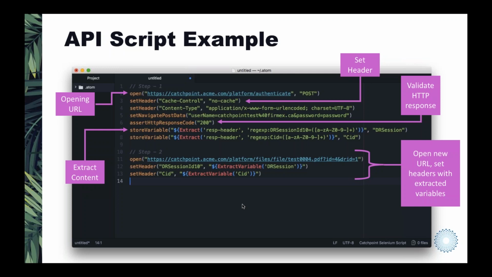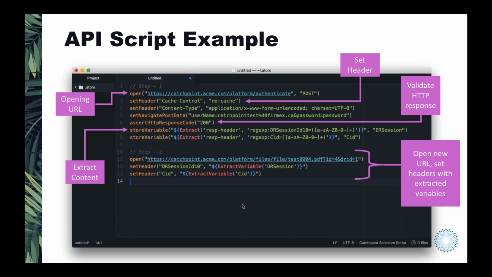Moving on to the second step, we're then going to open up a second endpoint. With that endpoint, we can see part of that endpoint, the query string on the end there, is to get a PDF file, but we're only going to be able to get that PDF file if we set some headers. We need to set the DR session ID and the CID, and we do that by pulling in the variables that we have extracted from the previous step.